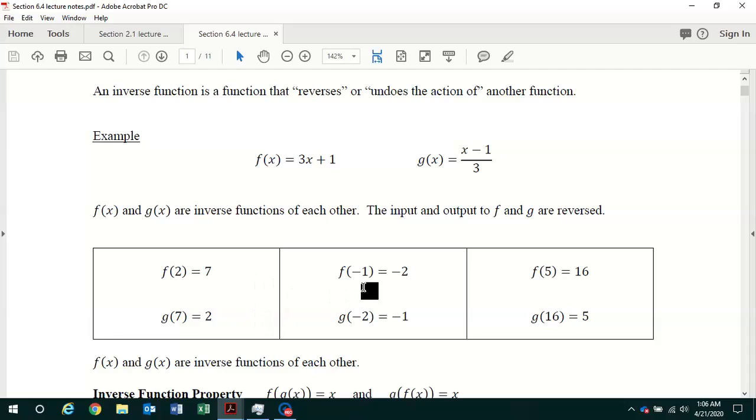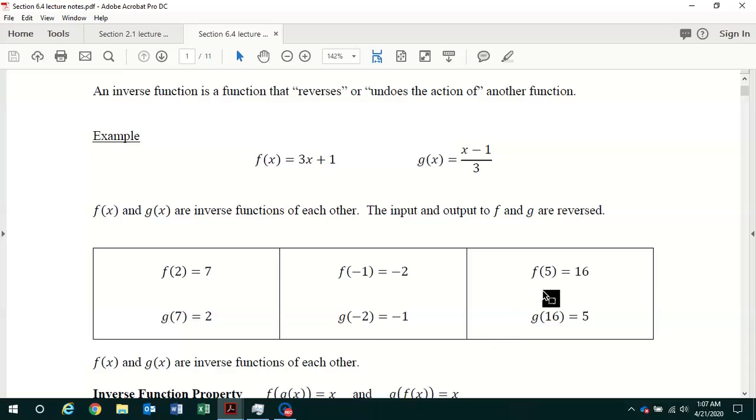In the second example, using these 2 functions, we have f of minus 1 is equal to negative 2, and then g of minus 2 is equal to negative 1. So minus 1 is the input to f, and it's the output to g. Minus 2 is the output to f, and it's the input to g. That's how inverse functions work. Input to one is output to the other. Output of one is input to the other.